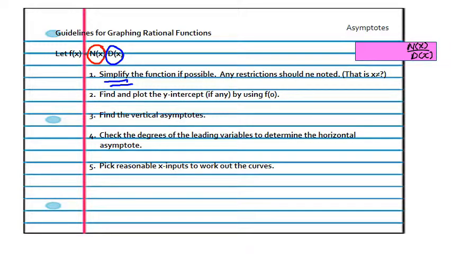Remember that if the degree is higher in the numerator than the denominator, there is not a horizontal asymptote, but if it happens to be the same, then it is the leading coefficient over the leading coefficient. And next, just pick some reasonable x inputs to put back into the original equation to work out your curves.